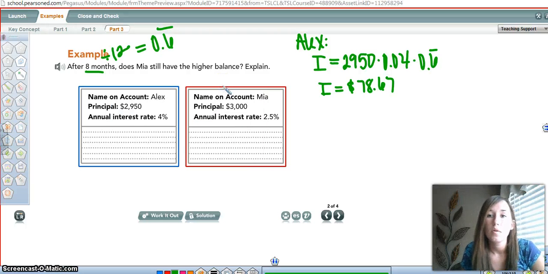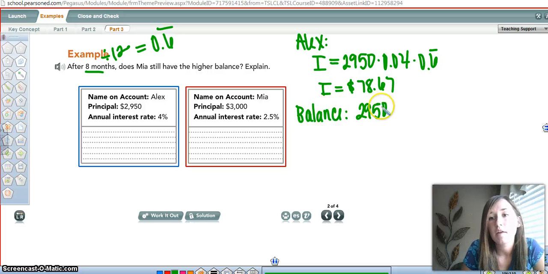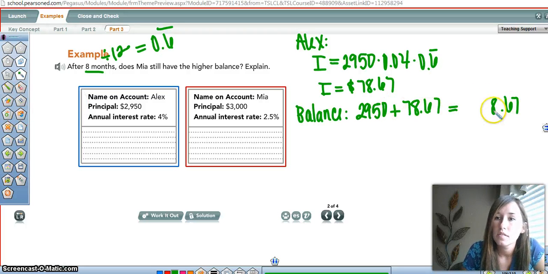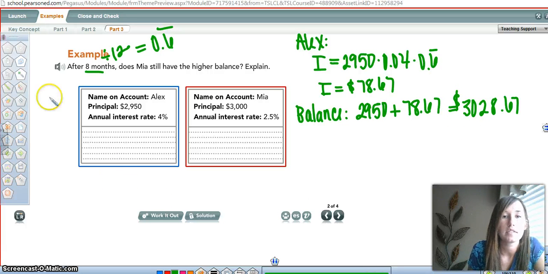Okay, so Alex would now have how much for balance? Because it says who would have the higher balance? Well, he had a starting amount of $2,950. Add the $78.67. Let's see, that'd be 67 cents. There we go. $3,028.67. Okay, let's check out Mia.